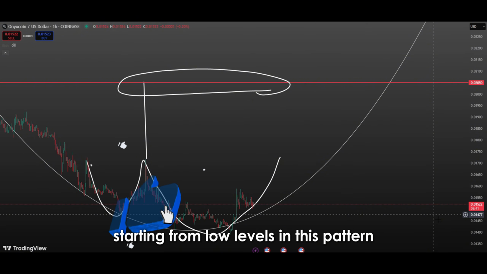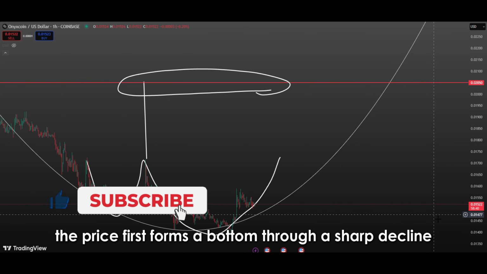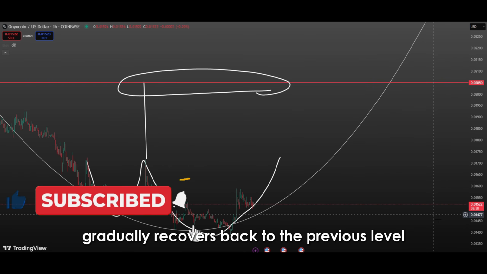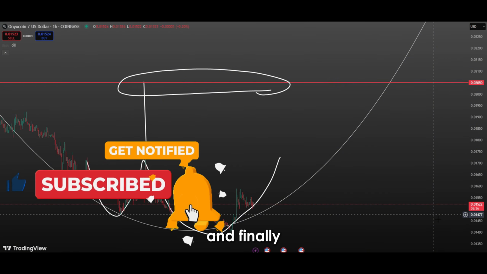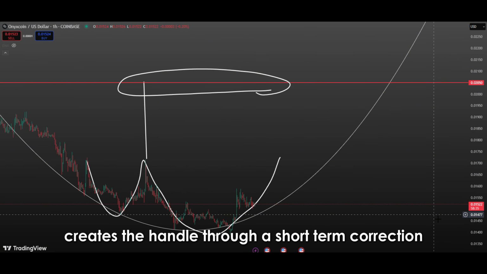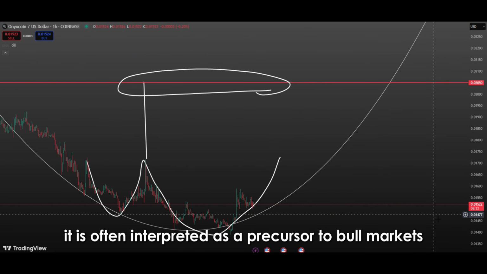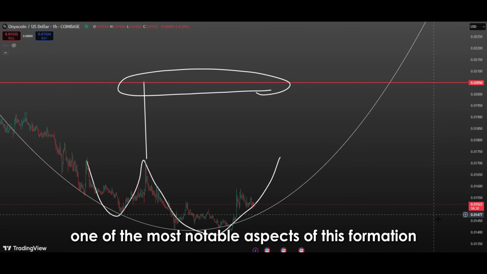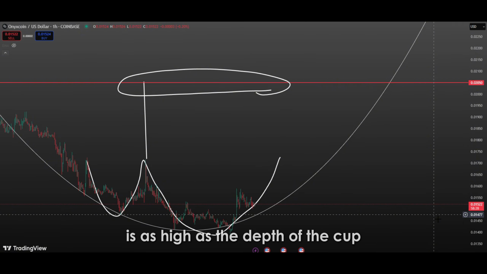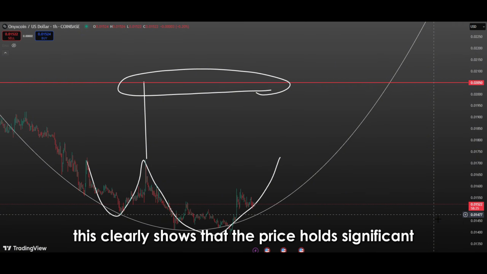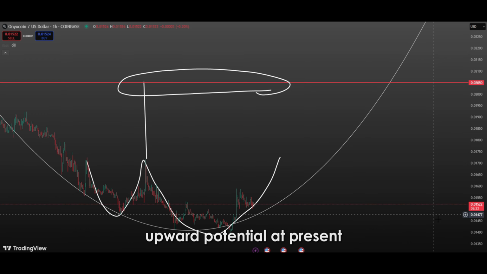In this pattern, the price first forms a bottom through a sharp decline, gradually recovers back to the previous level, and finally creates the handle through a short-term correction. It is often interpreted as a precursor to bull markets. One of the most notable aspects of this formation is that its target level is as high as the depth of the cup. From the current levels, this clearly shows that the price holds significant upward potential.